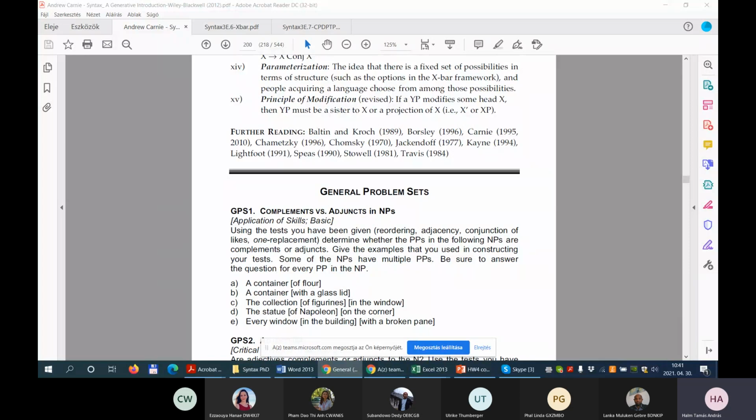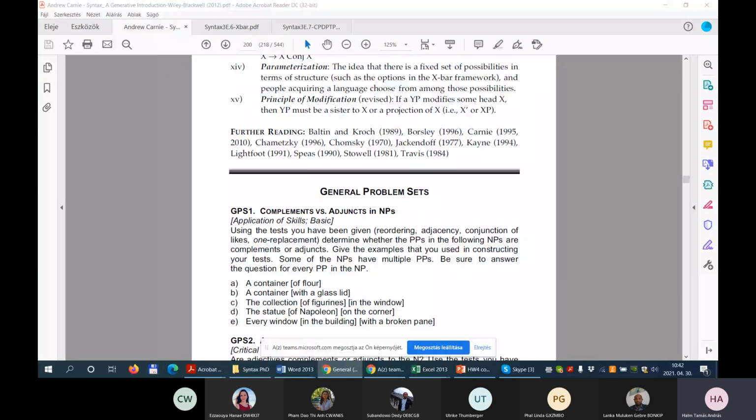Very good. Ulrike? I actually applied 3 tests for this one. Like Dao mentioned, the conjunction of likes and adjacency. And I also tried one replacement. So the one in the window works out well, but the one of figurines doesn't work. Yes, that's right. That's also the case. Okay, very good.